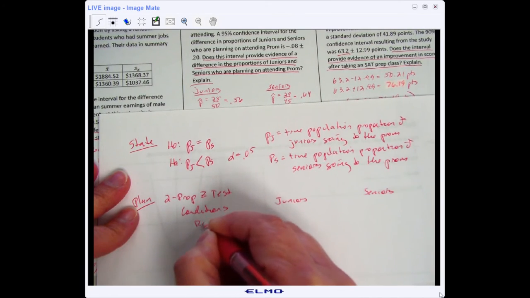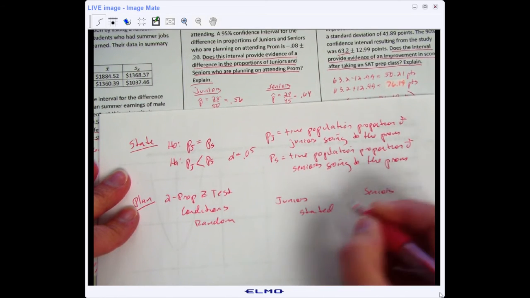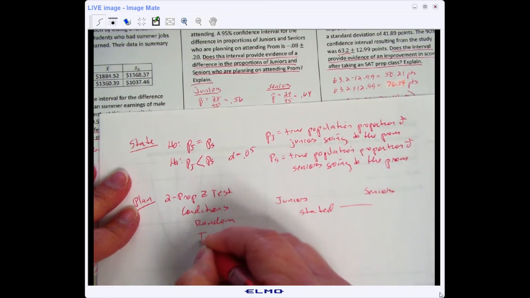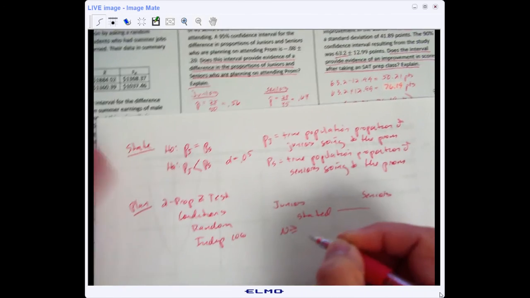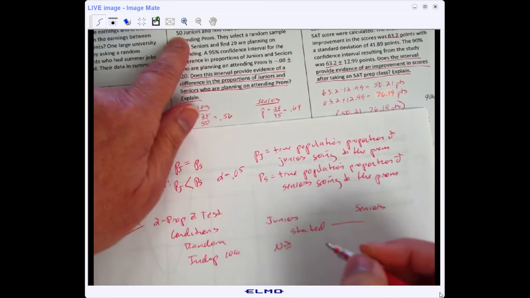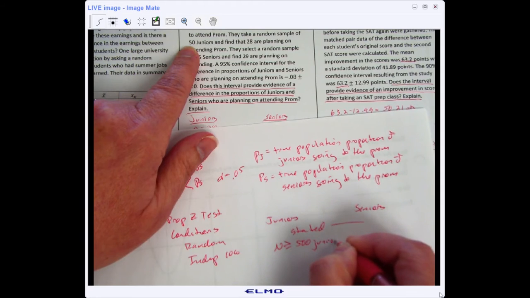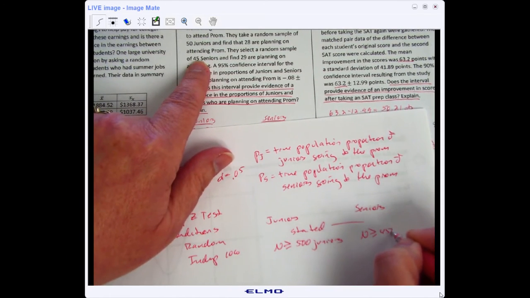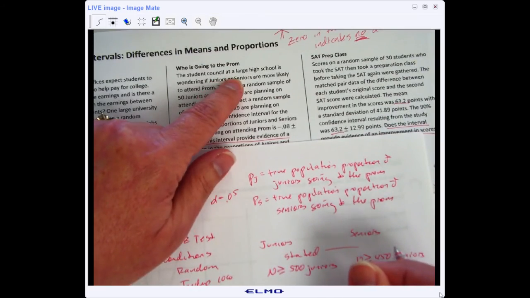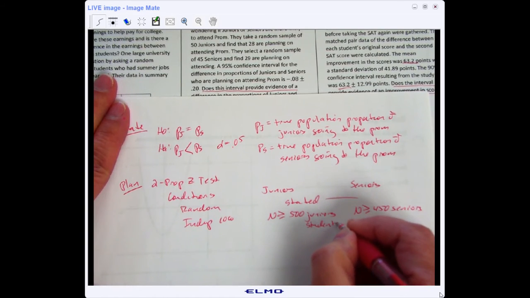So random. I do believe it was stated. I'm just going to abbreviate this. Stated. Independence, so our 10%. Pretty sure there's more than 500 juniors, and pretty sure there's more than 450 seniors at this school. It did say it was a large high school. And of course, students are all independent.